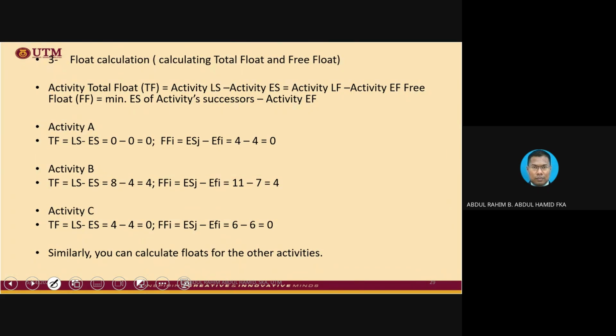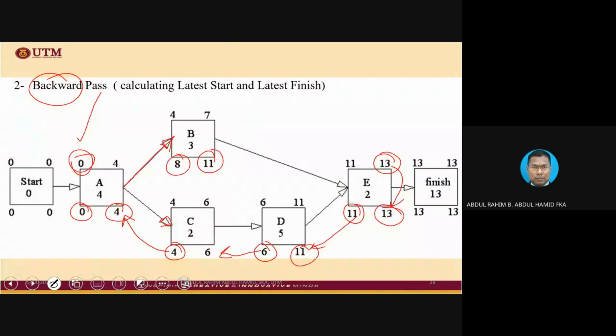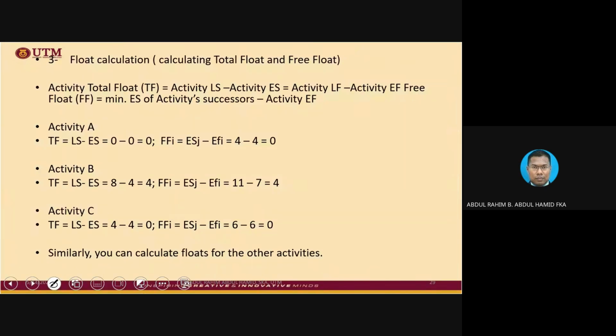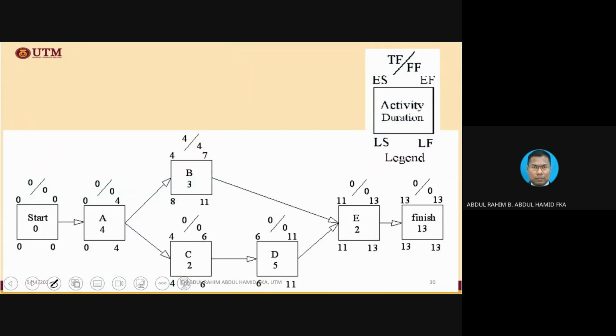Okay, what is this? The total float, etc. We can calculate the total float very quickly. Very quickly, we can calculate the total float and free float here. This is the legend. For instance, for B, how do we calculate the total float? 11 minus 7, or 8 minus 4, equals 4. This is the total float, TF.